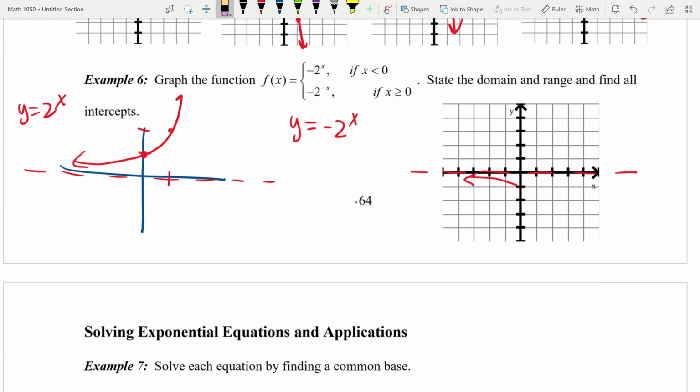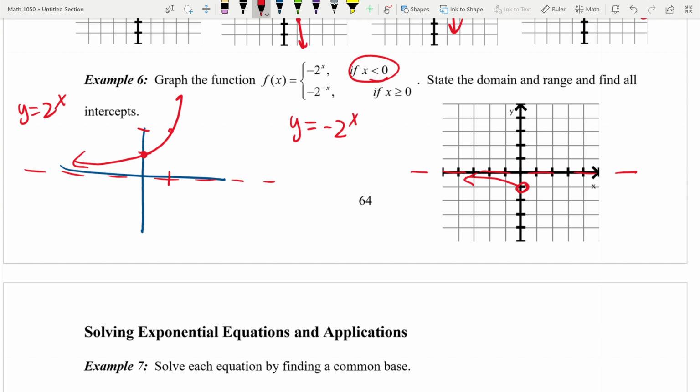If I'm equal to 0, am I on that graph? Everybody talk to me about that. If I'm equal to 0, am I on the first graph? Tell me. No. So that circle's going to be open. Okay? Now let's do the next one.